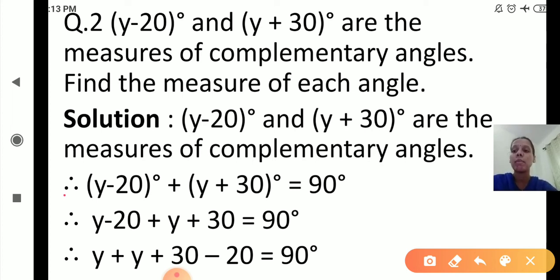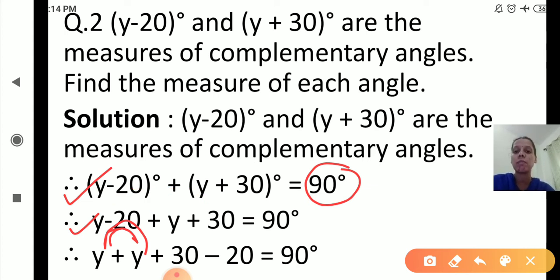So (y minus 20 degree) plus (y plus 30 degree) is equal to 90 degree, as they are complementary. Now remove the brackets. y minus 20 plus y plus 30 is equal to 90 degree. We will write down alphabets together and numbers together. So y plus y we will write down together, and we'll write down minus 20 with this plus 30.